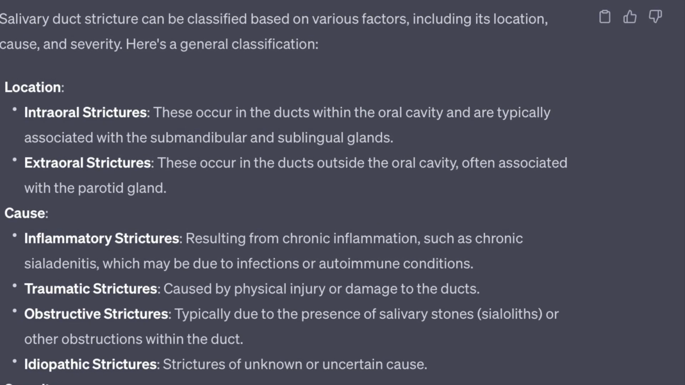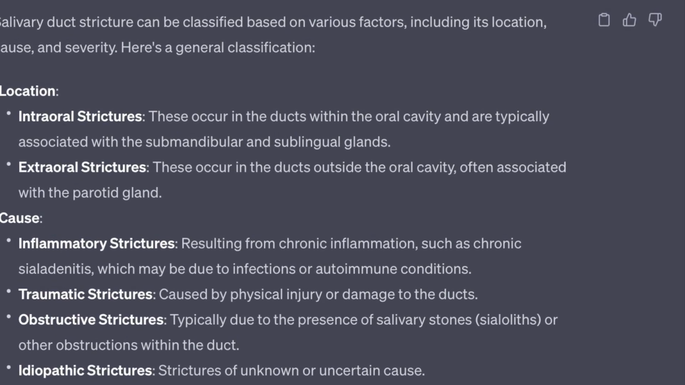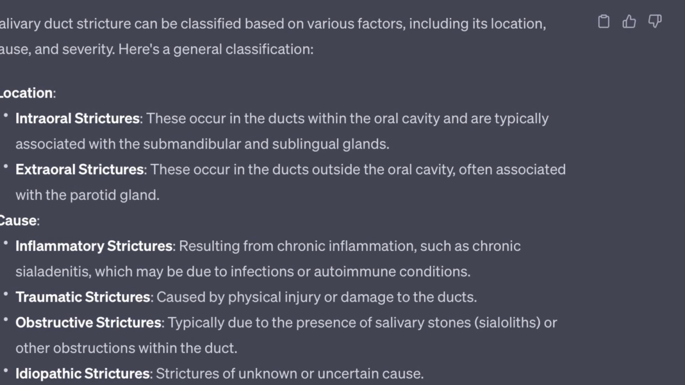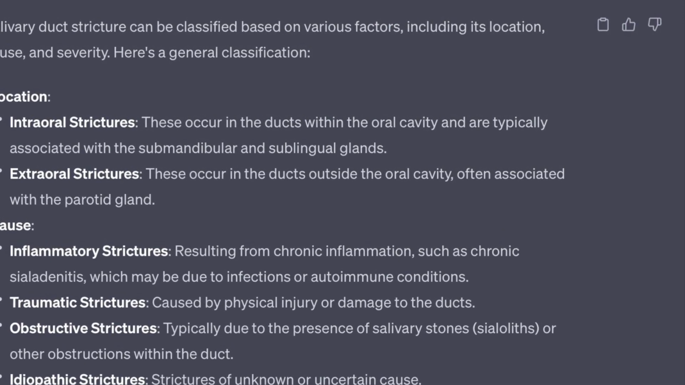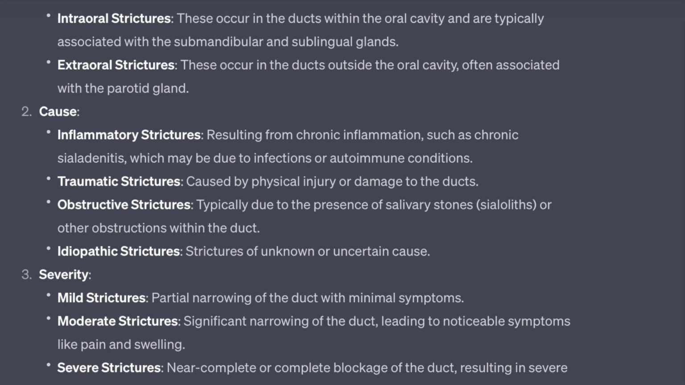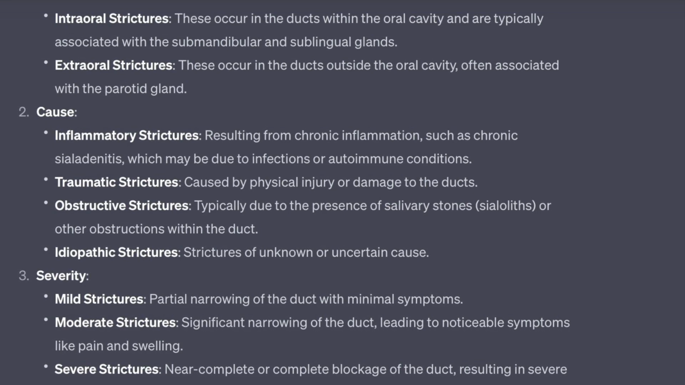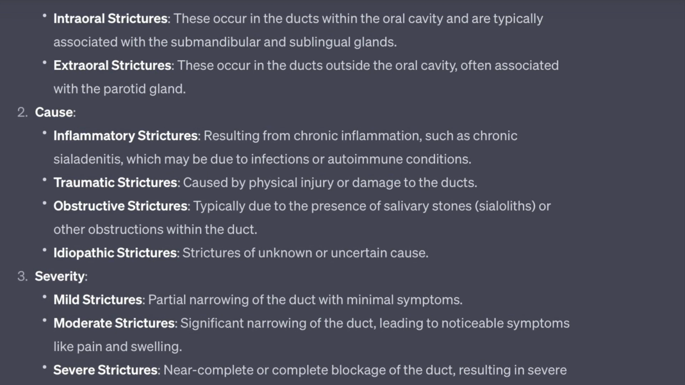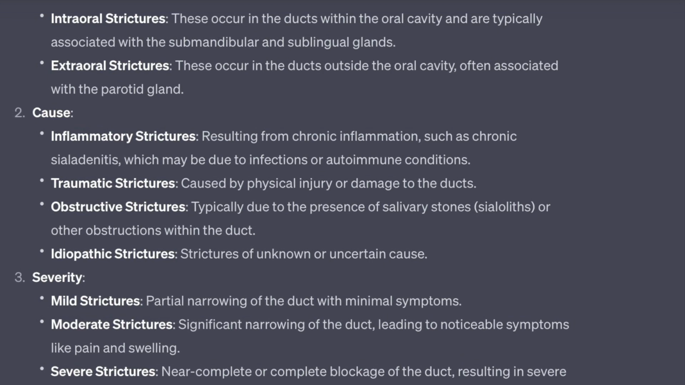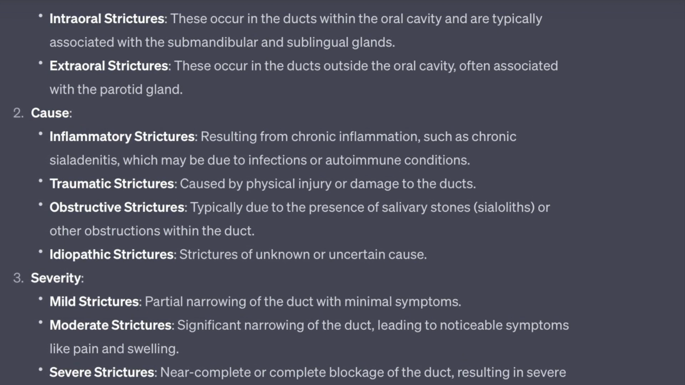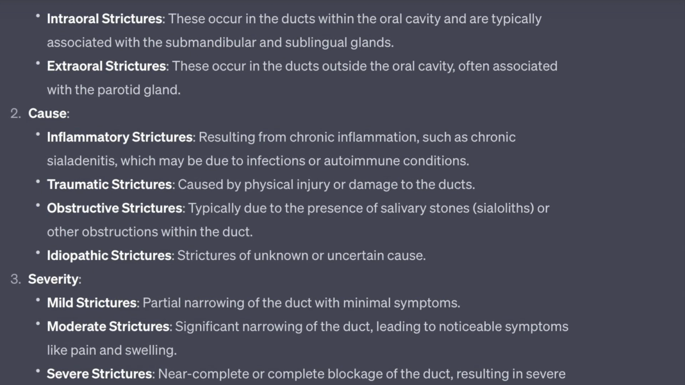Causes: mainly inflammatory stricture, resulting from chronic inflammation such as chronic sialoadenitis, or it may be because of infection or autoimmune disease. Second, there may be traumatic stricture caused by physical injury or damage to the ducts. Obstructive stricture is typically due to the presence of salivary stones, sialoliths, or other obstruction within the duct like debris. Idiopathic stricture is because of an unknown cause.